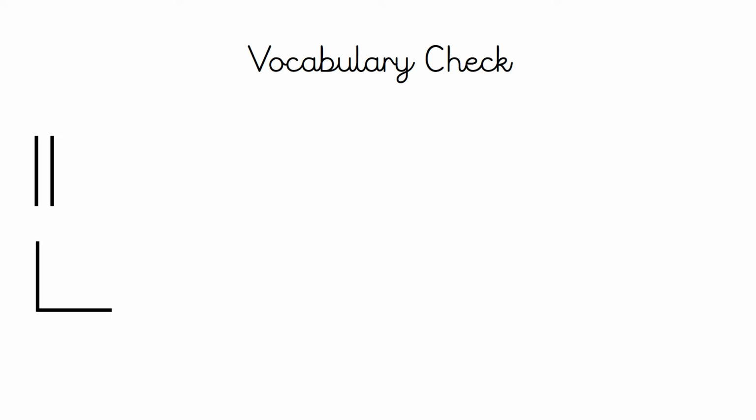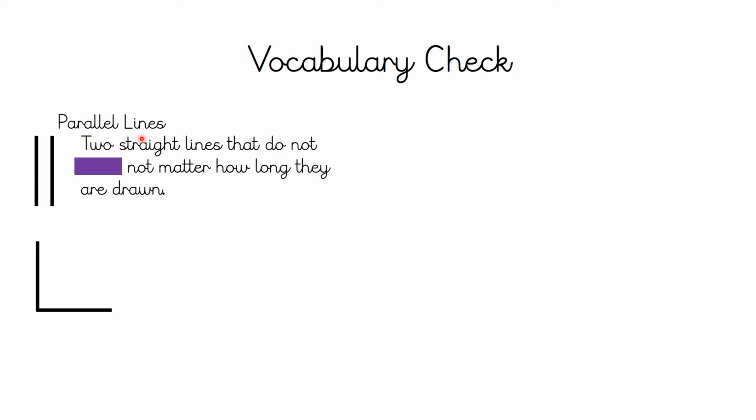Let's remind ourselves of some of the words we've learnt to help us describe lines. Can you remember what we would call this pair of lines here? Can you say it for me? Correct! These are parallel lines. They are two straight lines that do not meet no matter how long they are drawn.